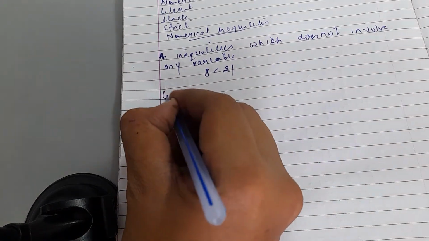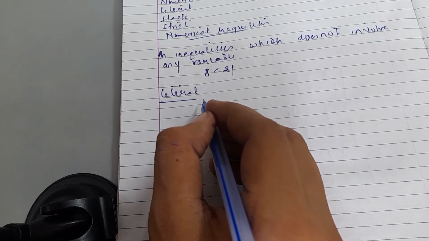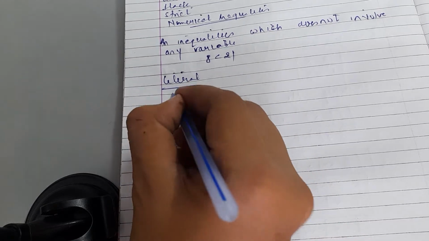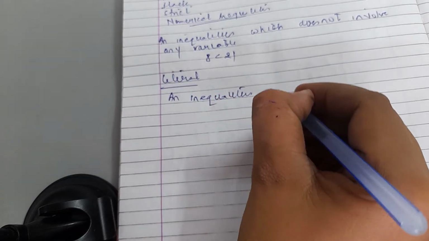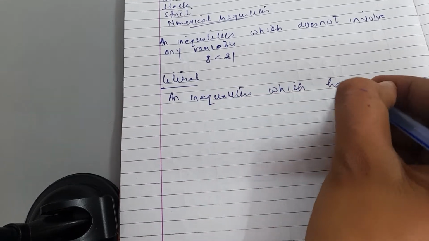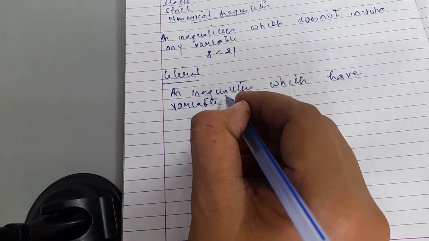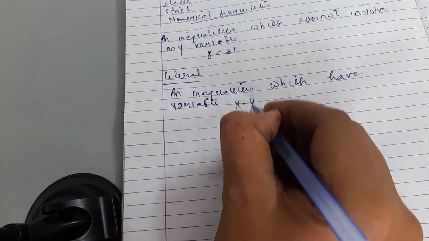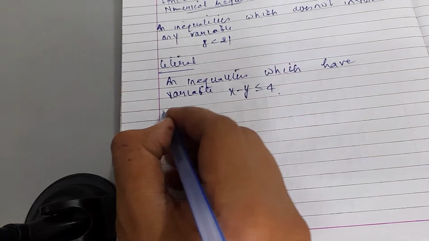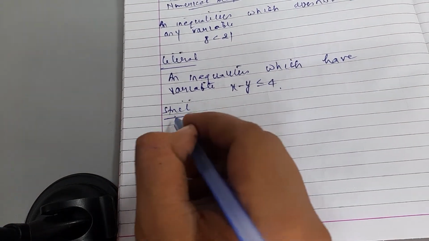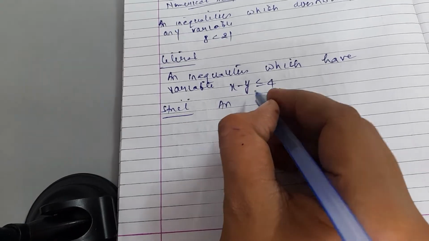Second is literal inequality. So an inequality which has variables. For example, if I write x minus y less than or equal to 4, so this is an example of literal inequality.